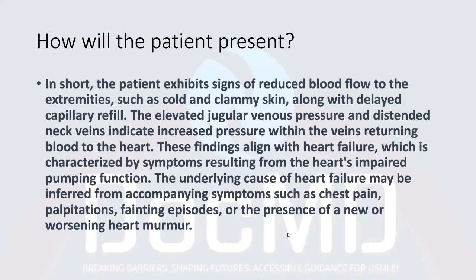Okay. So in short, how will the patient present? So again, you will have signs of reduced blood flow to the extremity. Again, cold, clammy skin was seen in hypovolemic shock, and it's also seen in this cardiogenic shock, right? Delayed capillary refill, but the one mega difference here is elevated JVP and distended neck veins because of increased pressure within the veins returning blood to the heart.